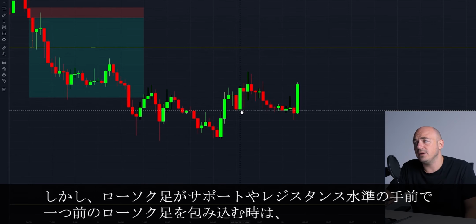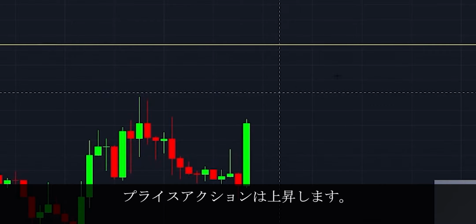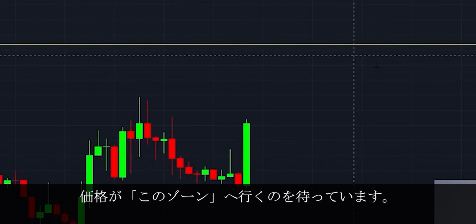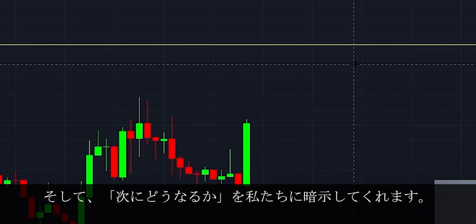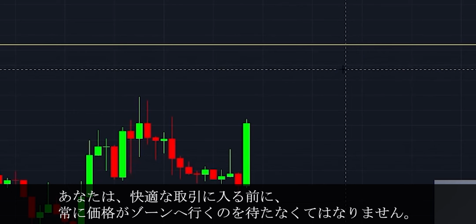But when a candle engulfs another candle at a previous support and resistance level, it's way more important and significant than when it happens in the middle of a zone. So as price action is going up, we are waiting for price to hit this zone and give us an indication of what it's going to do next. You always have to wait for it to hit zones before you can get into a trade comfortably.